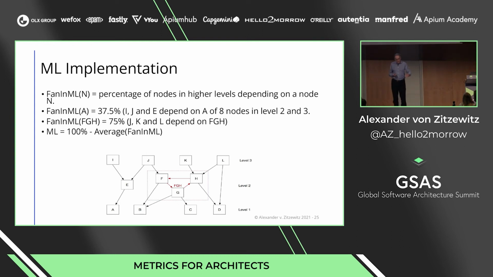So then we add up all the fan-ins for all the nodes. We know that on the topmost level, fan-in is always 0. Yeah? So the more elements I have on the topmost level, the better for the metric. So I add up all the values, calculate an average for the values, and then I say 100% minus this average is my maintainability level in the first version. So that gives you an idea.